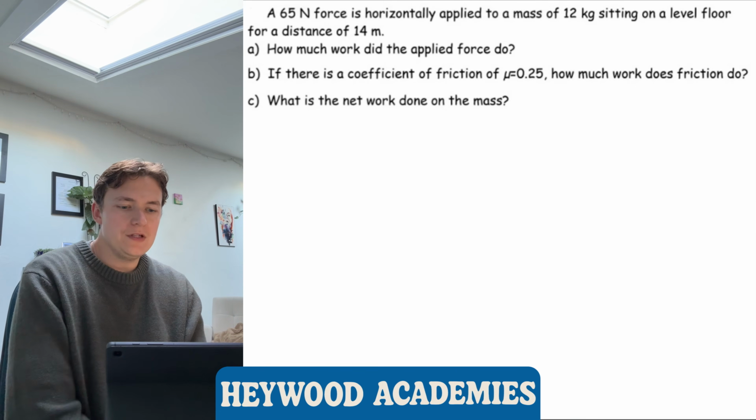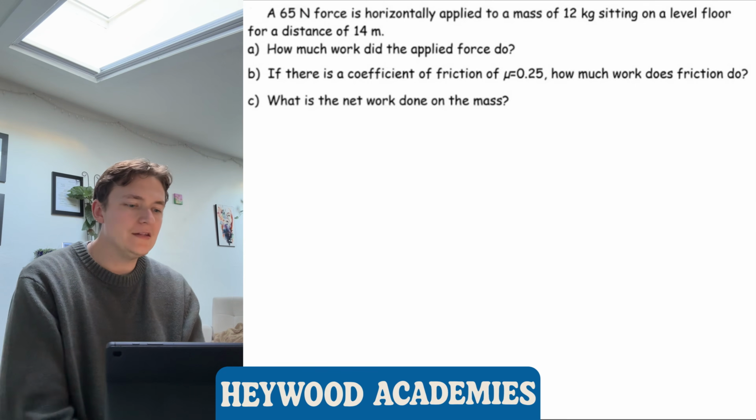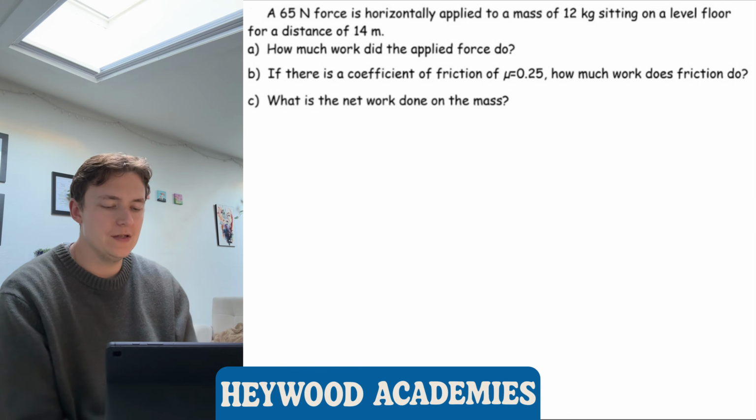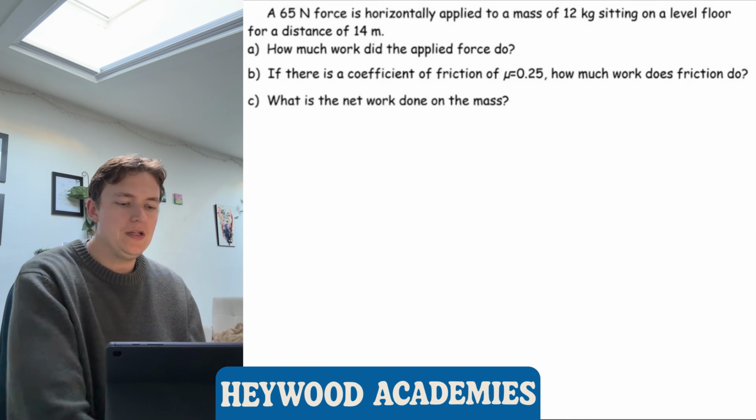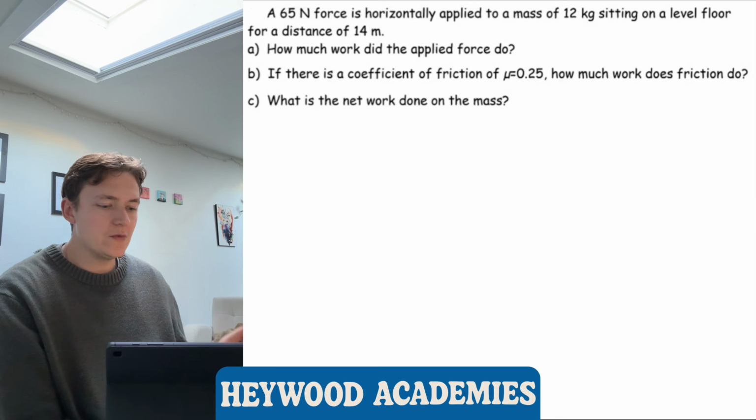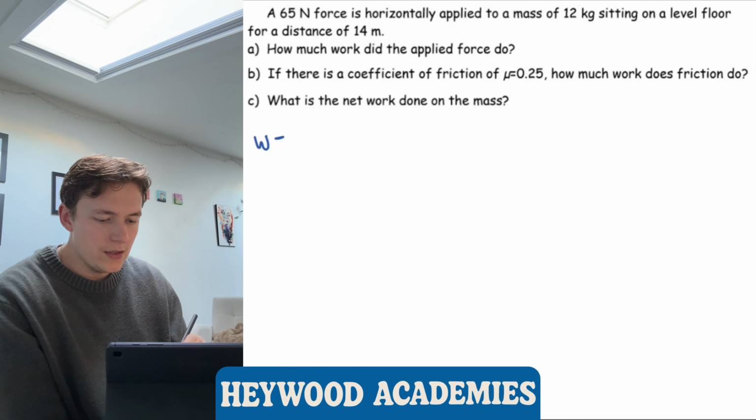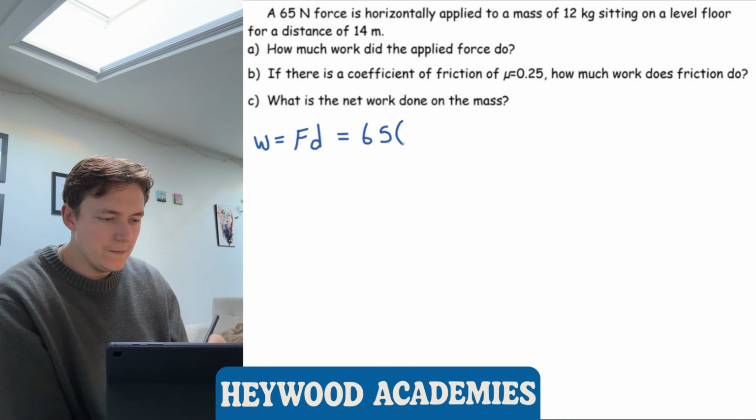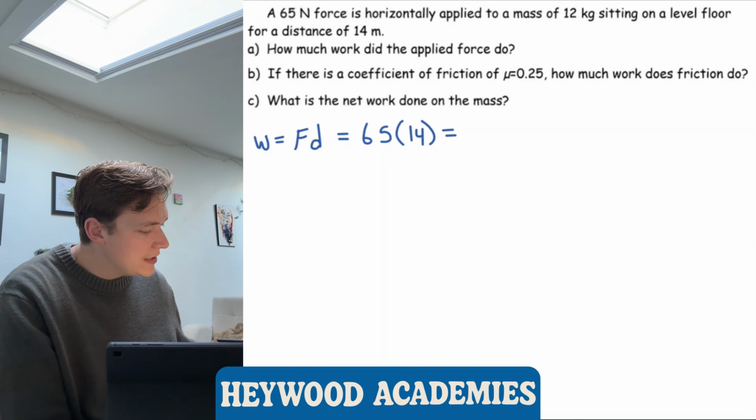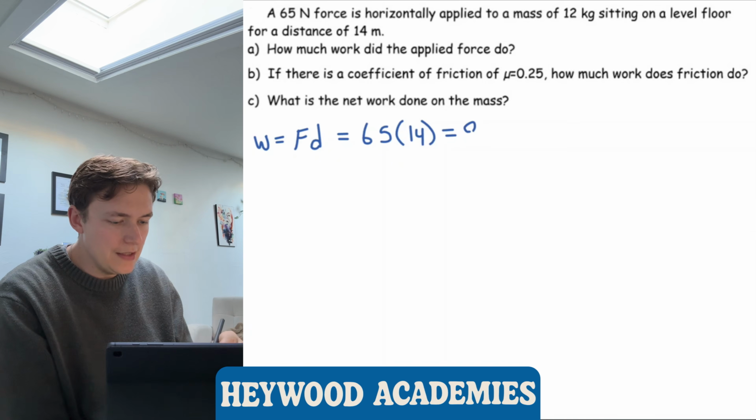A 65 newton force is horizontally applied to a mass of 12 kilograms sitting on a level floor for a distance of 14 meters. How much work did the applied force do? And then the next parts, we've got friction, and then we're looking for the net work on the mass. Okay, so let's start with the work of the applied force. So we've got work is equal to force times distance. Now we've got 65 newtons of force, and we got 14 meters. So we can take 65 and multiply it by 14, and that gives us 910 joules.